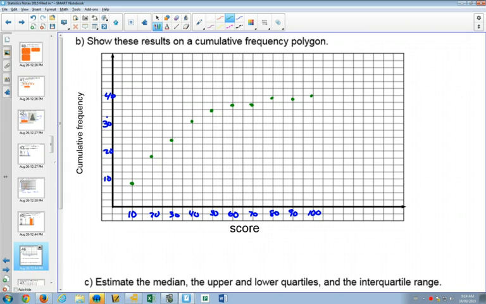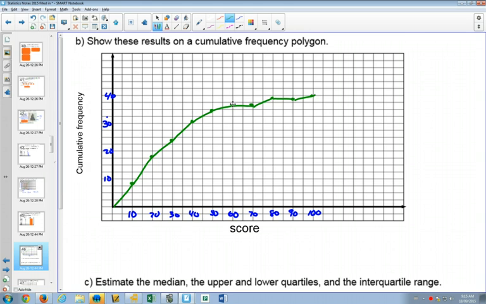So now we draw straight lines, connect the dots, lots of fun connecting dots. And that is a cumulative frequency polygon.